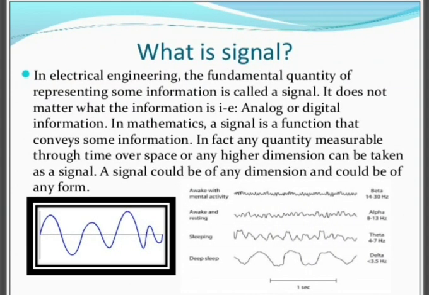So what is a signal? In electrical engineering, the fundamental quantity of representing some information is called a signal. It does not matter whether the information is analog or digital. In mathematics, a signal is a function which conveys some information. In fact, any quantity measurable through time, over a space or any higher dimension, can be taken as a signal. A signal could be of any dimension and it could be of any form.